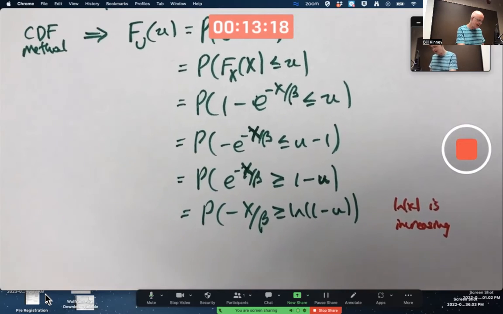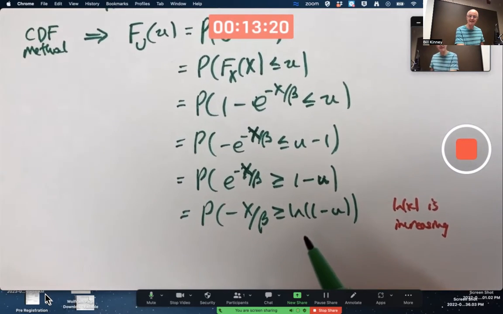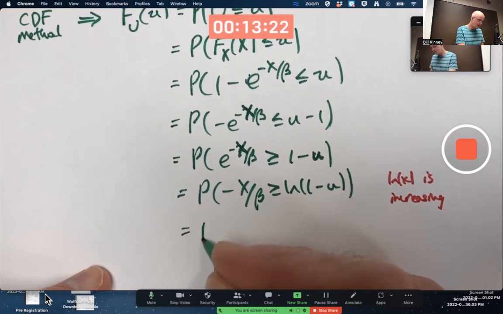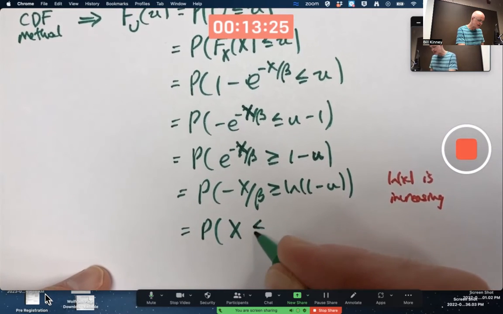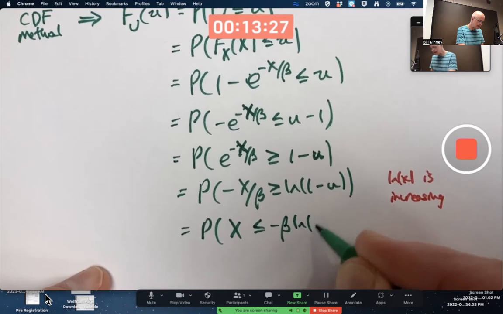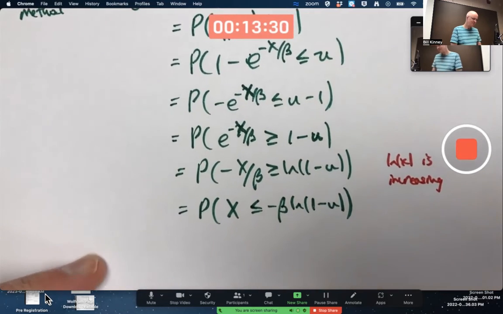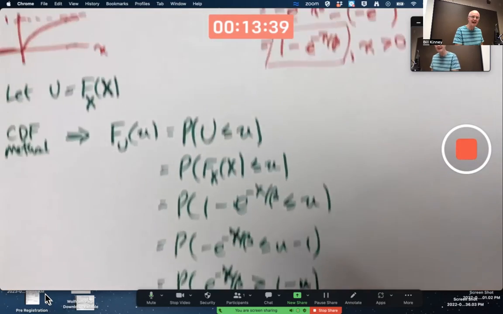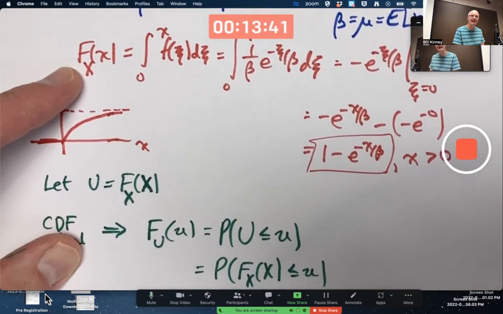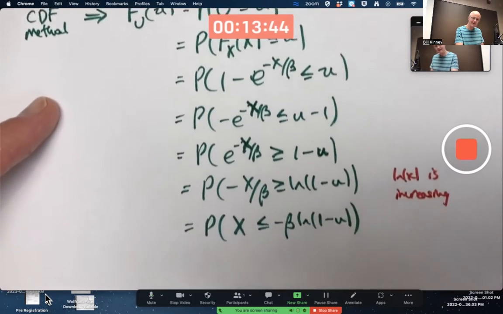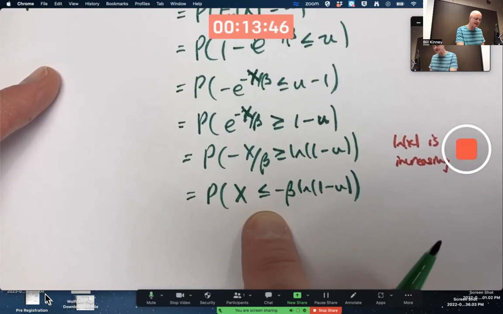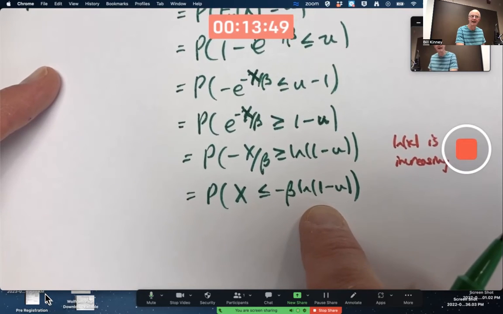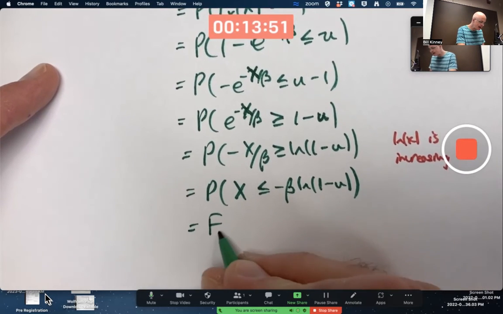We're almost done. Multiply both sides by negative beta, I guess. Once again, the inequality is going to change directions. Interesting. Okay. Can I work with this? Yes, you can, because this is related to capital F sub X again. How? It's the probability that capital X is less than or equal to something. That's a value of the CDF for capital X.